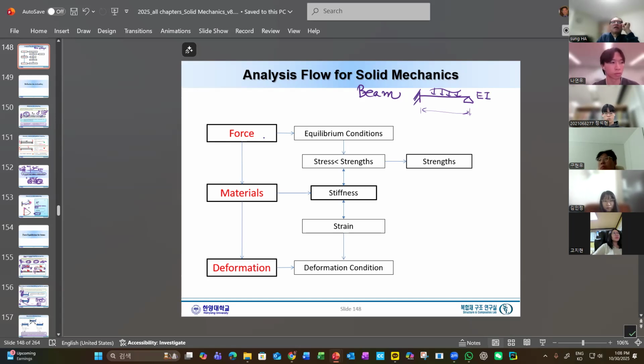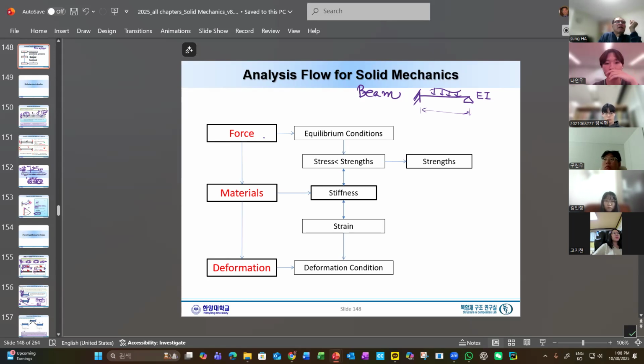Of course, the boundary conditions on the left-hand side and right-hand side may vary. We can have a free boundary condition. We can have many different combinations.